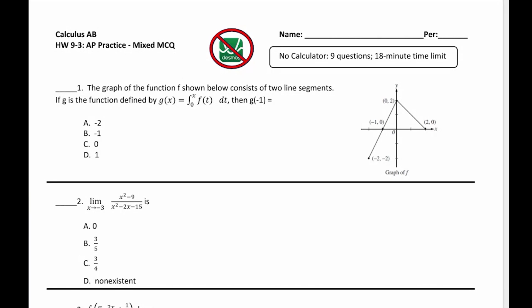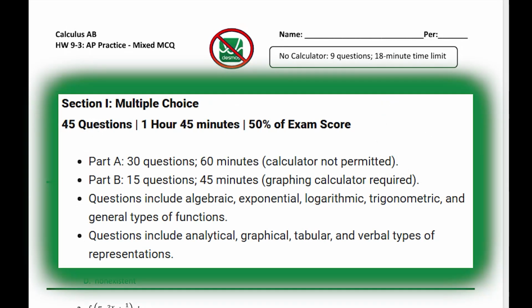Now, on the actual multiple choice section of the AP test, there's a total of 45 questions, but they're split up into two parts. Part A, which is where you do not get a calculator, gives you 60 minutes to work 30 questions. That's 1 hour for 30 questions. And if you work that out, that comes out to 2 minutes per question.